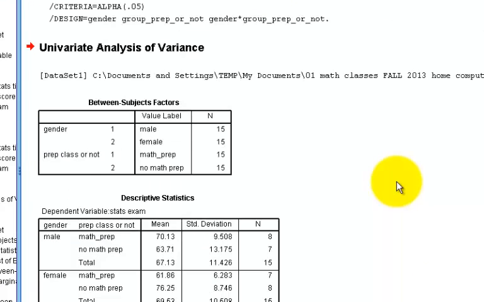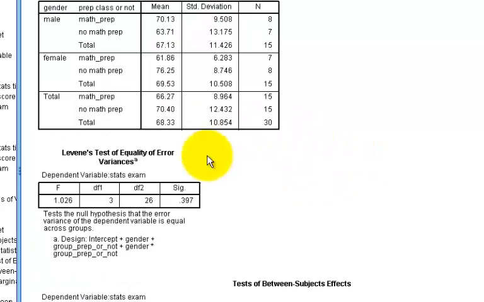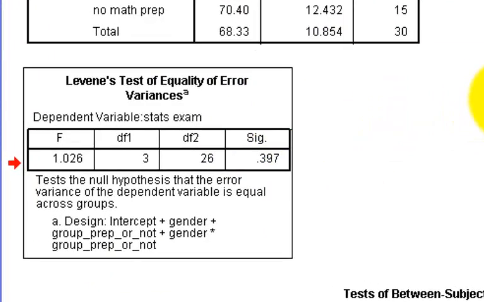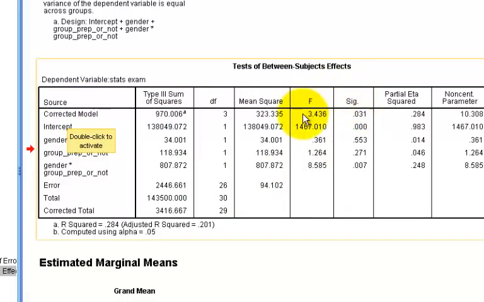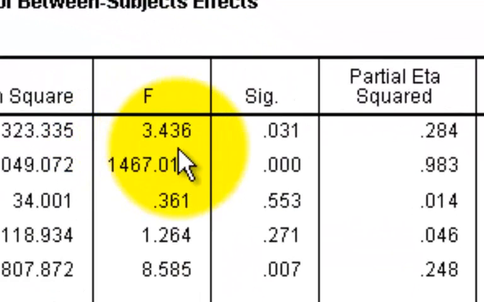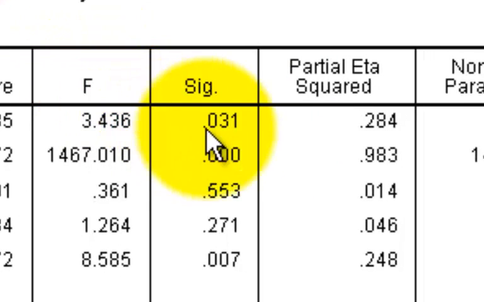Okay, so here's a two-way ANOVA without any covariates. There's our groups. There's our means. Levene's test did not violate the homogeneity of variance. And here's our money box. Oh, baby. So yes, there is a significant difference, but look how small that F is. It's 3.4. The significance is 0.03. So there is a significant difference, but it's not very significant. You see how small that F is? And the partial eta squared is only about 28%.